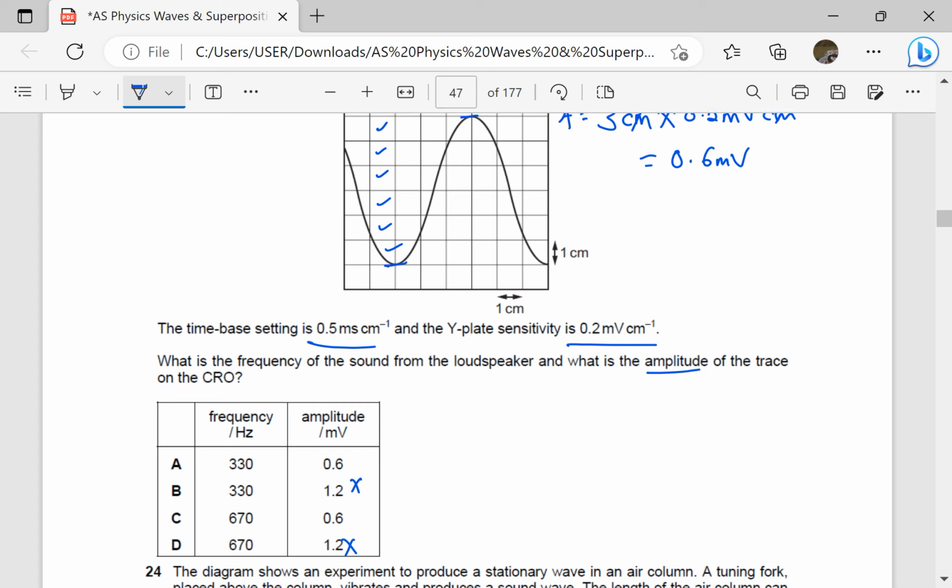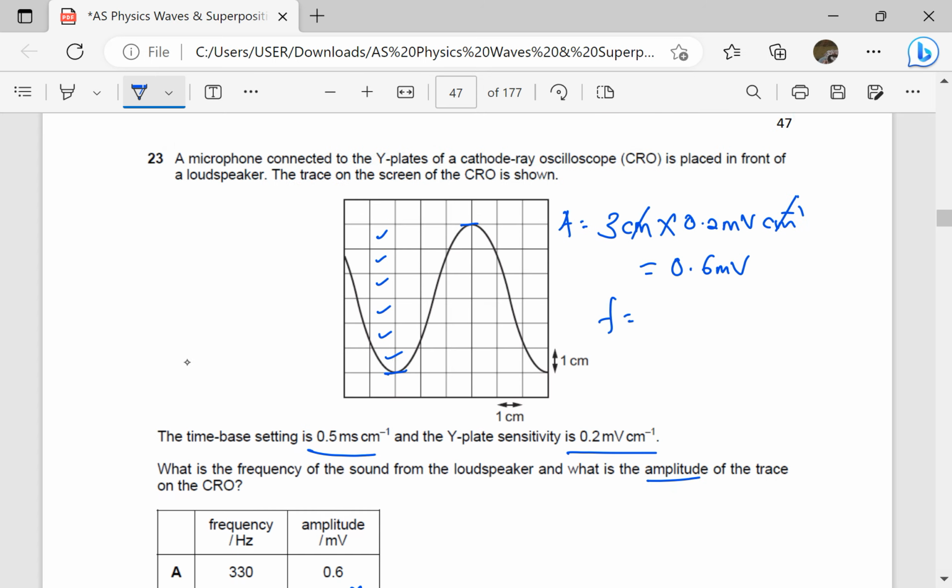Okay, let's now find the frequency. The frequency is equal to 1 over the period, and this is 1 over the length representing 1 cycle, times the time-base setting. I think from here up to here we can consider that as 1 cycle. Or I can draw a horizontal line here, although that will be hard for people to see. It is easy from this point to this point. So this is 1, 2, 3, 4, 5, 6. So there are 6 centimeters representing 1 complete cycle.